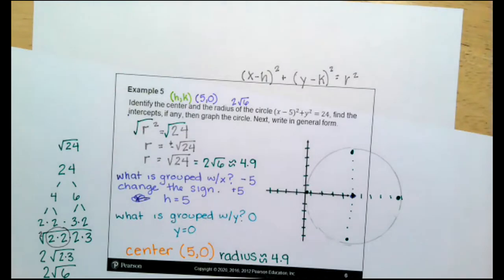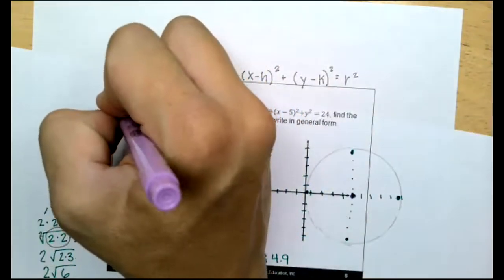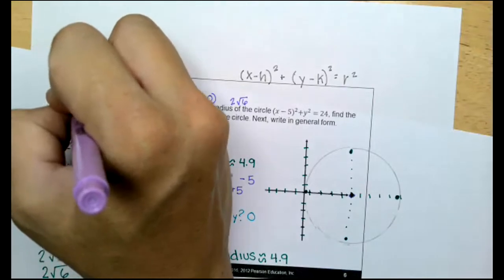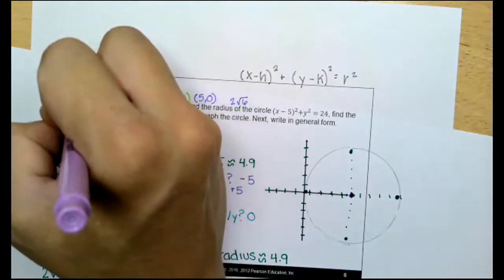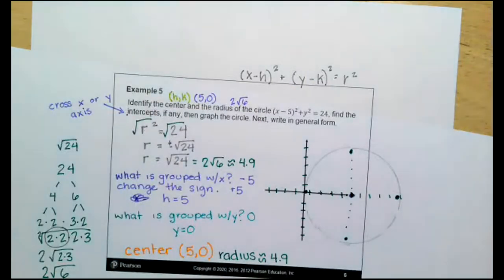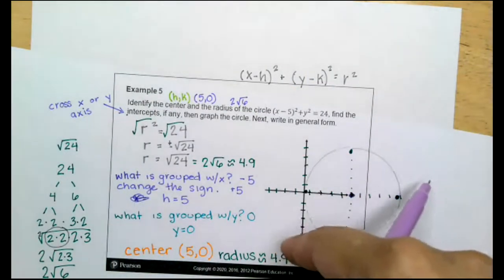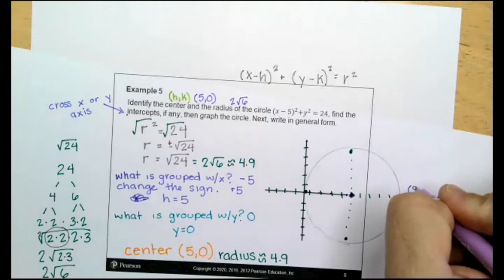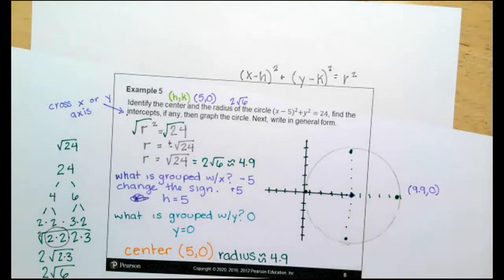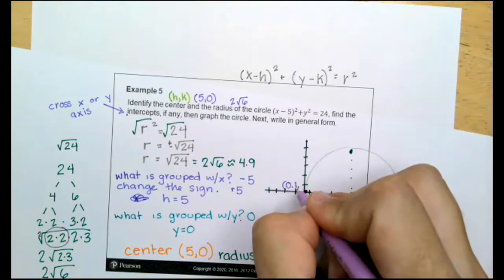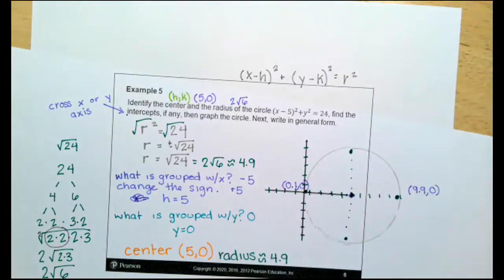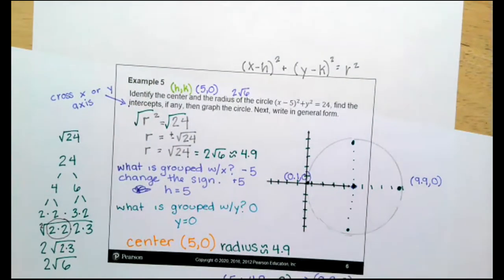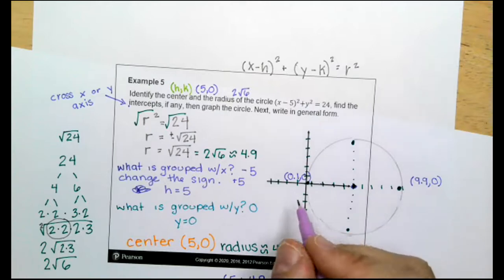Find the intercepts. The intercepts are where it would cross the x and y axis. It does not cross y, but it crosses x. It crosses x at (9.9, 0) and at (0.1, 0). And then graph the circle, and write in general form. Wow, that's a long one. Okay, so we found the intercepts. And then write in general form.